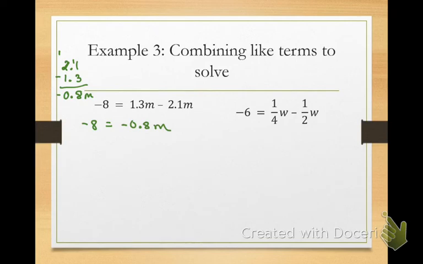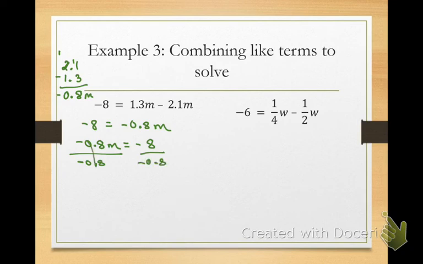All right. So now, are you guys okay with, let's go ahead and switch it around? You switched it from the start. That's perfect. Okay, so negative 0.8 m equals negative 8. What do you think you need to divide both sides by? Negative 0.8.